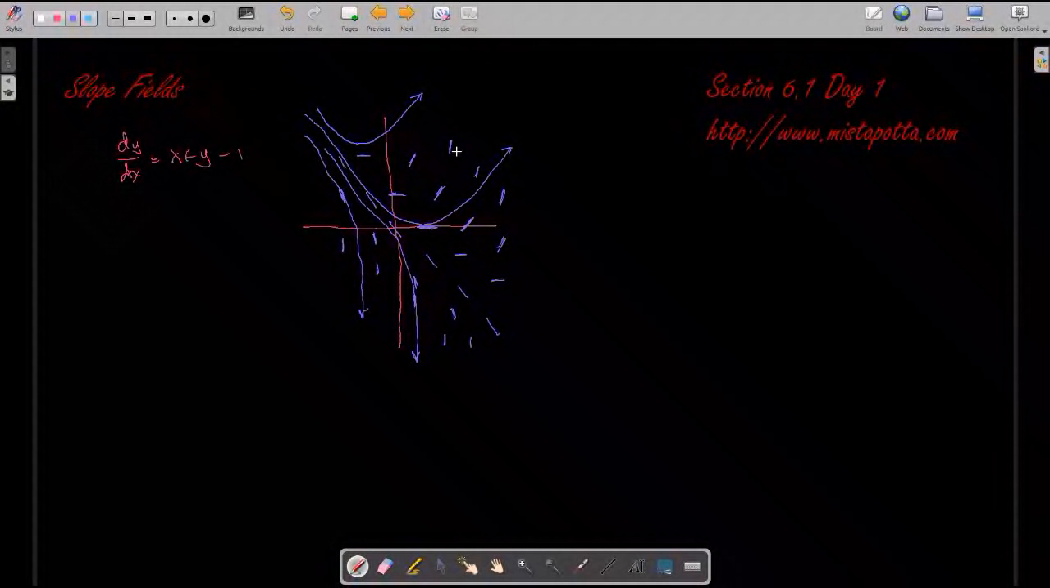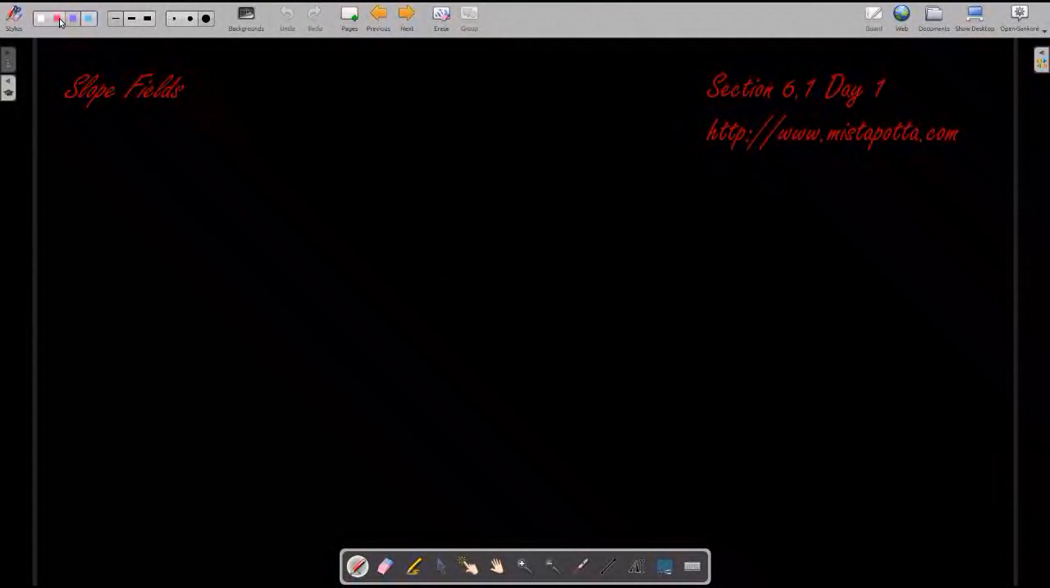So I want to do one more slope field here. I want to do a very, very simple slope field. dy/dx equals x. So in other words, my slope at a particular point is only determined by my x coordinate, and it's equal to my x coordinate.